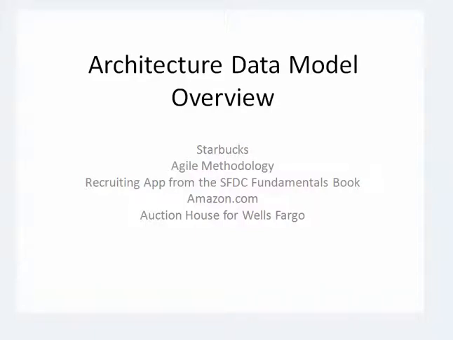So today I'm going to be going over just an overview of the architectural data model, and this is in preparation for 5 of the builds that I'm going to be doing below, which is a Starbucks and Amazon.com, which is basically just templates that I'm working on. Then there's others like the Agile methodology, which I've already built in Salesforce, so that I'm actually actively using that one. It's something I've done in the past. That's the recruiting app from the Salesforce.com fundamentals book. And last but not least, we're doing Auction House. It's an auction house for a bank. We'll use Wells Fargo for this demonstration.